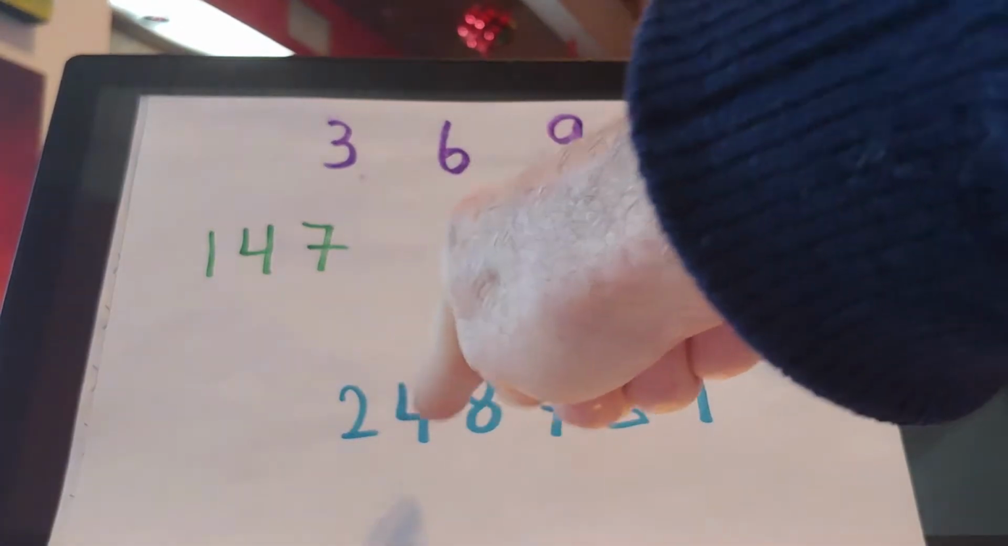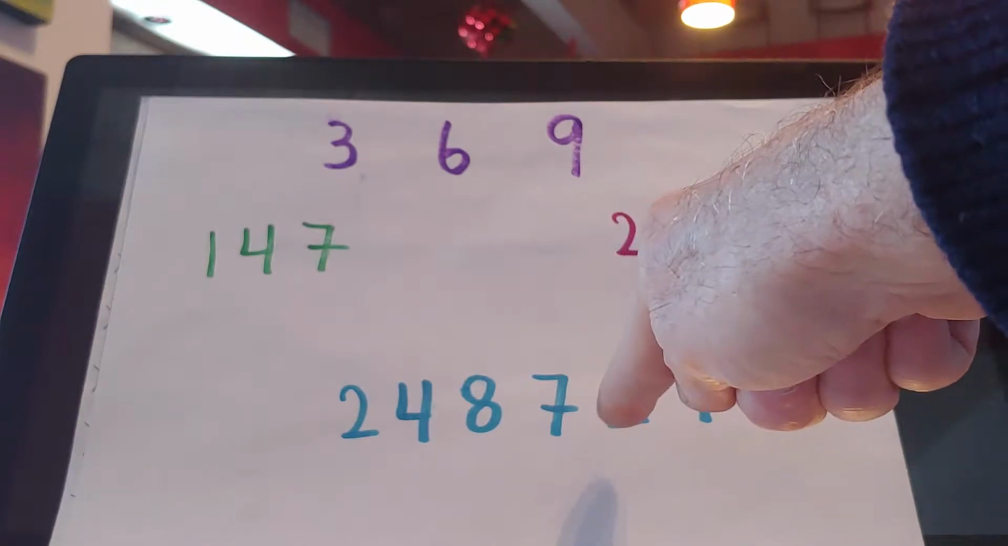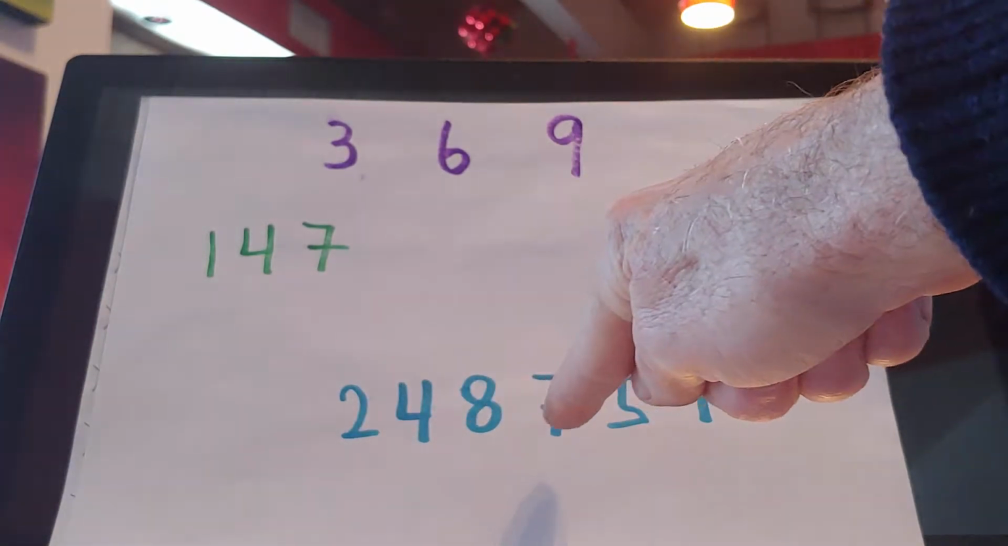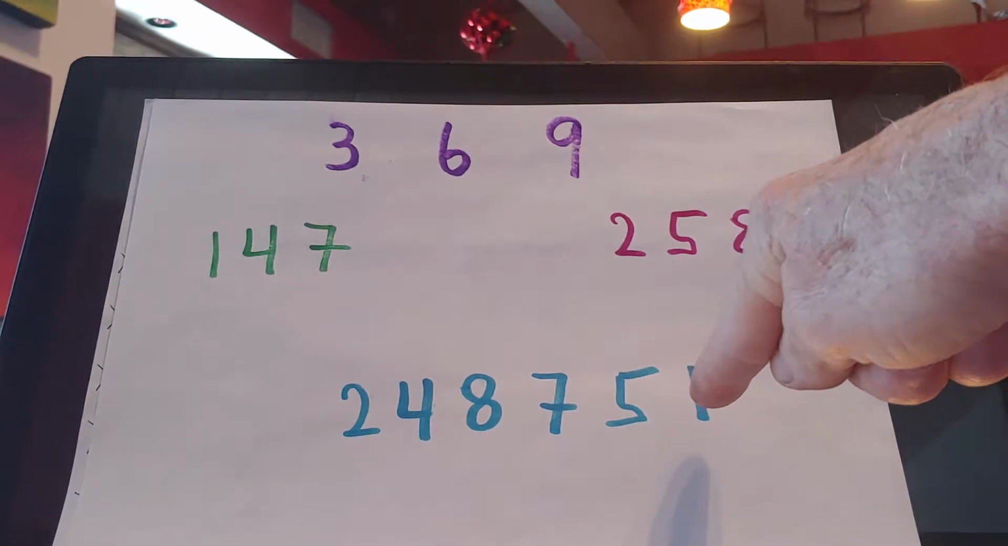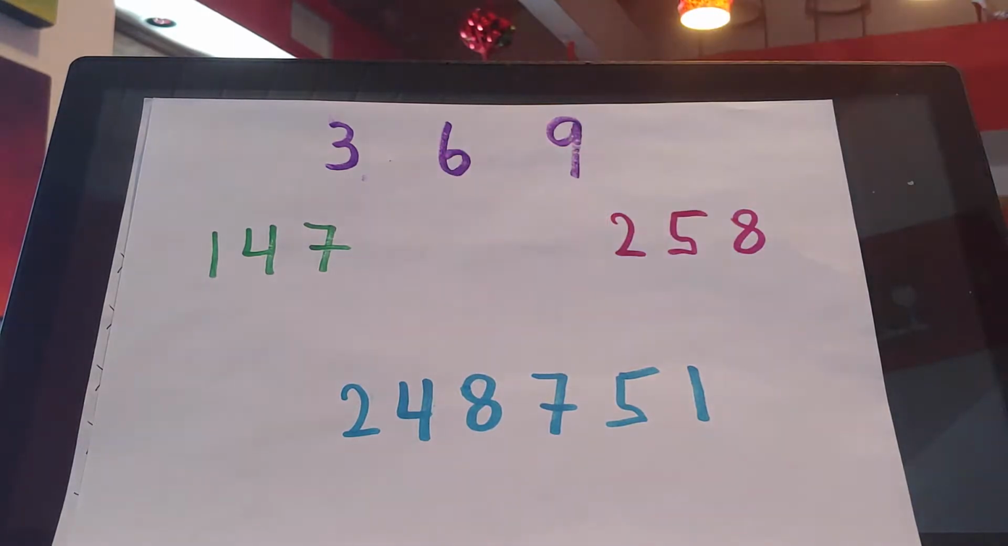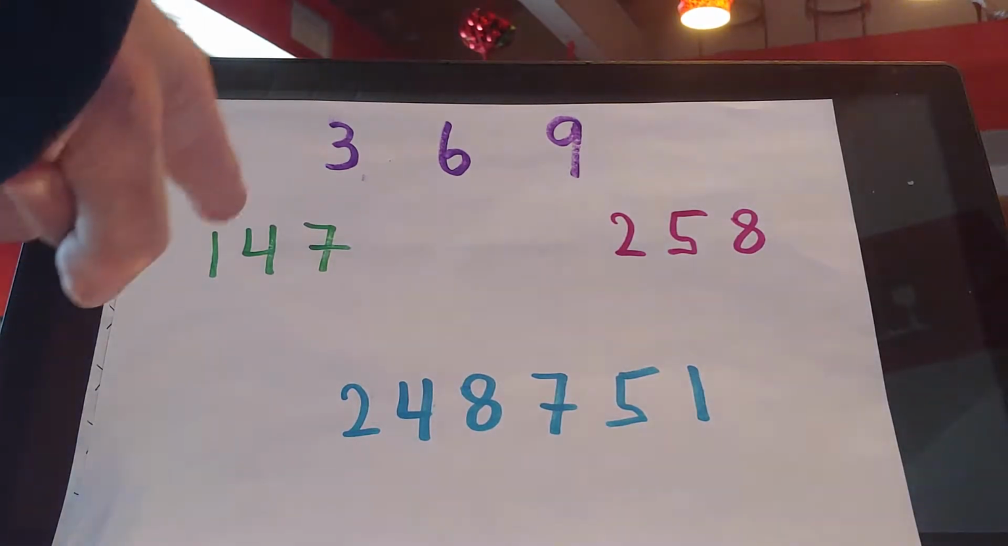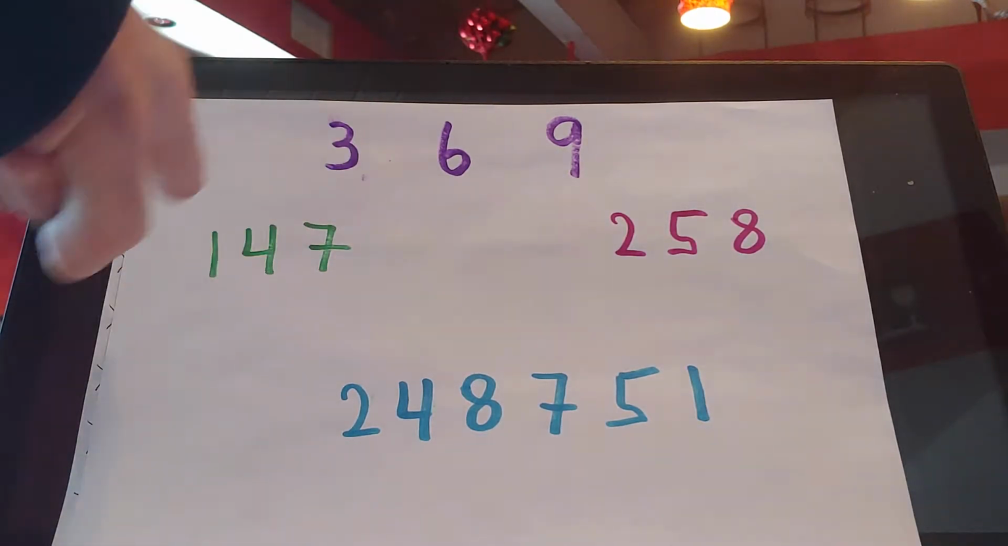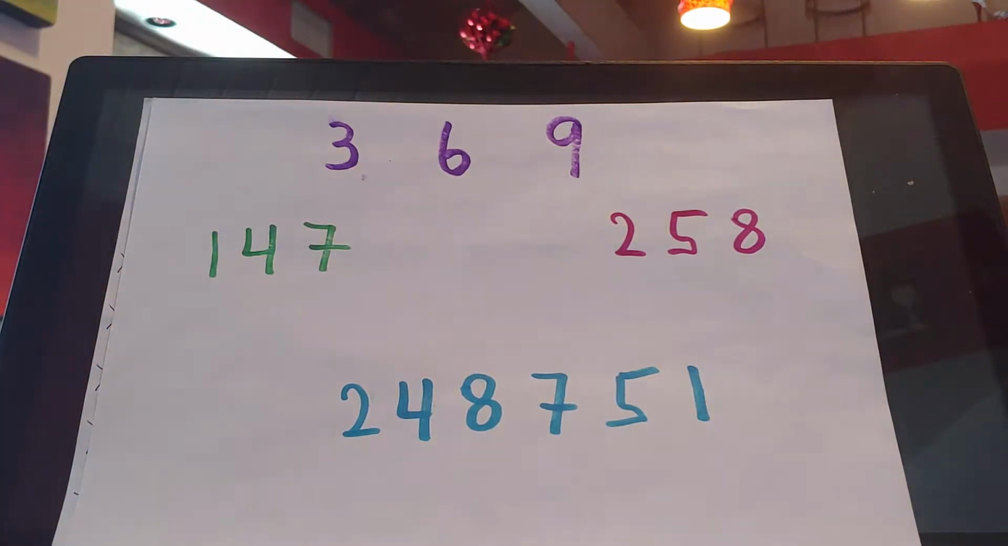2 and 1 is a 3, 4 and 8 is 12 is a 3, 5 and 7 is 12 is a 3, 2 and 4 is a 6, 8 and 7, 15 is a 6, 5 and 1 is a 6, 1 and 8 is a 9, 2 and 7 is a 9, and of course 5 and 4 is a 9. So that's just to help you get started to understand, because even though we're going to be doing a traditional, conventional mathematical exercise, I want you to understand that today in particular, we are really studying this 147 code, and the 369 code is always operating in the background, whether we realize it or not.